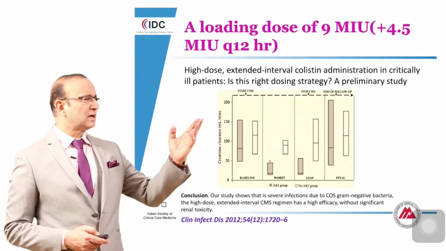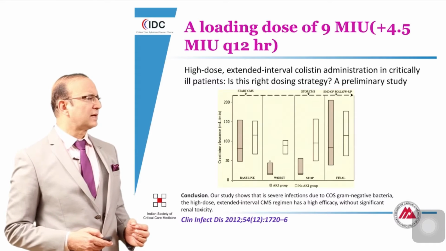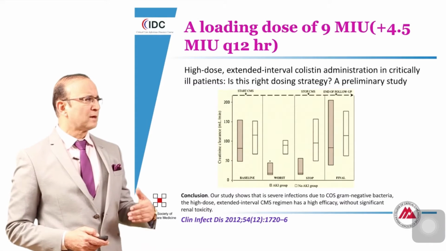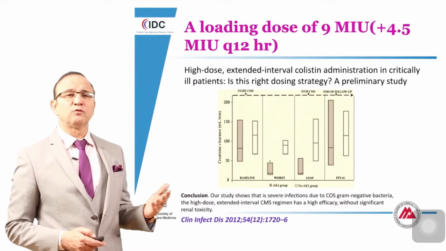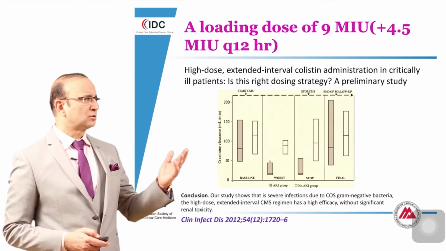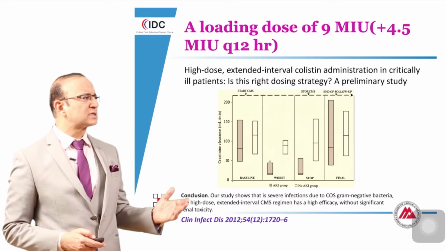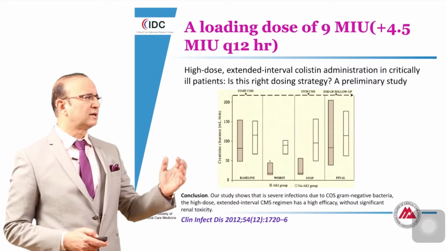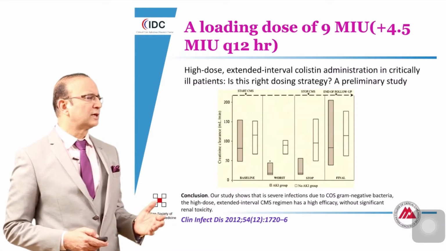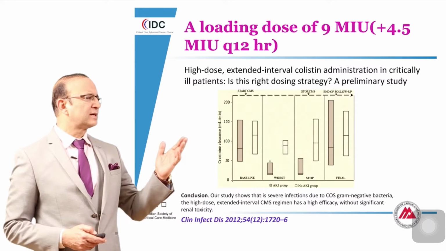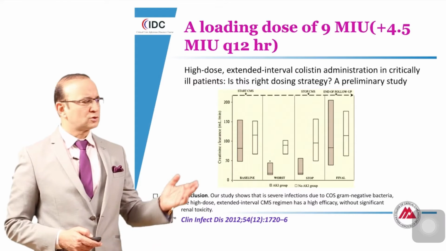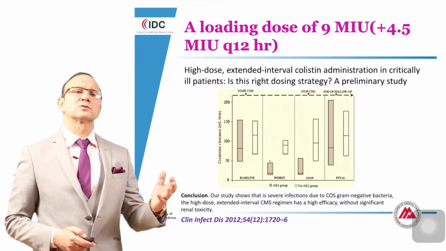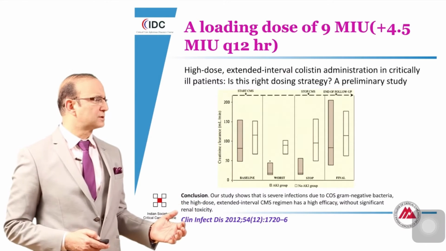So this was another study published where they looked at whether you should give the dose in the form of extended infusion. This study had looked at high dose extended interval colistin in critically ill patients, and they showed that if you use it like this, it had a high efficacy without significant renal toxicity. So the dose I prescribed was quite safe in normal patients.